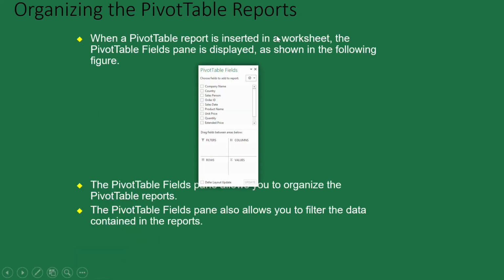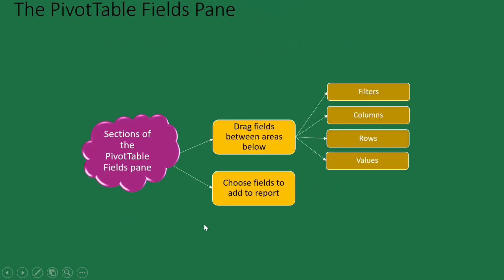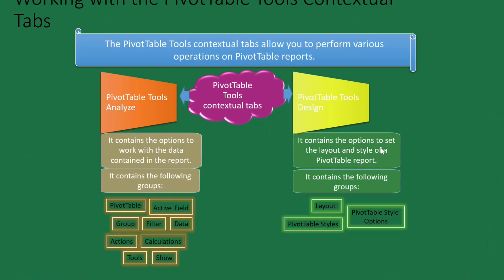When a pivot table report is inserted in the worksheet, the PivotTable Fields pane is displayed as shown in the following figure. As you can see, once you insert it, this is your PivotTable Fields pane, and it's going to look like this. The PivotTable Fields pane allows you to organize the pivot table reports, and it also allows you to filter the data contained in the reports. Next, in this section of the pane, drag fields between the areas below: choose fields to add to the report, filter, columns, rows, and values.